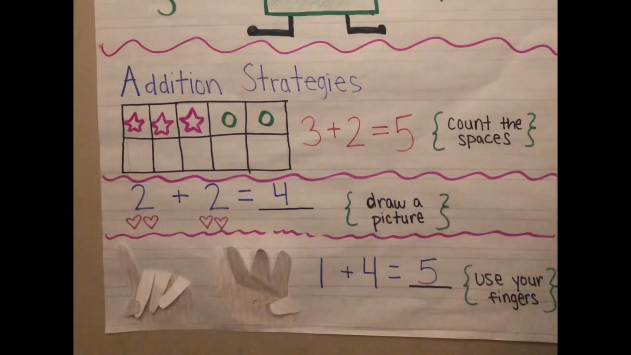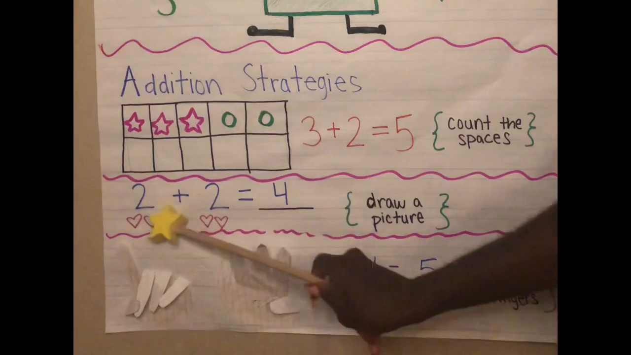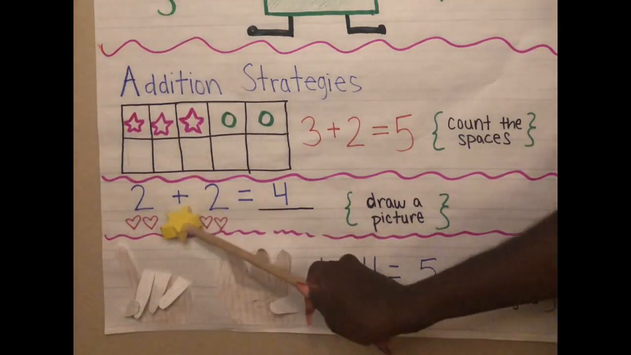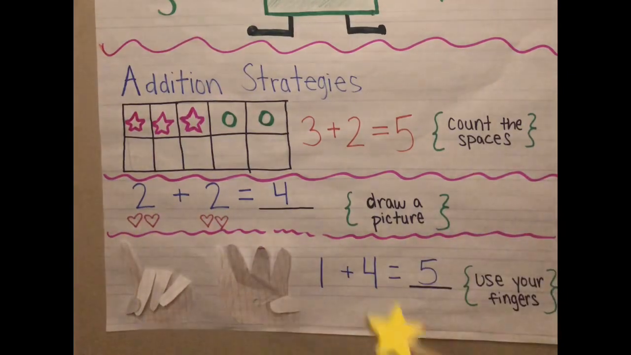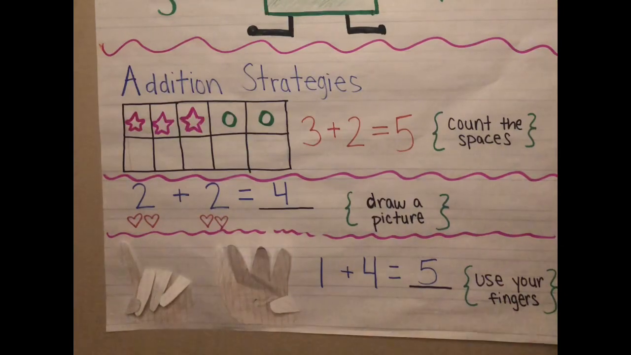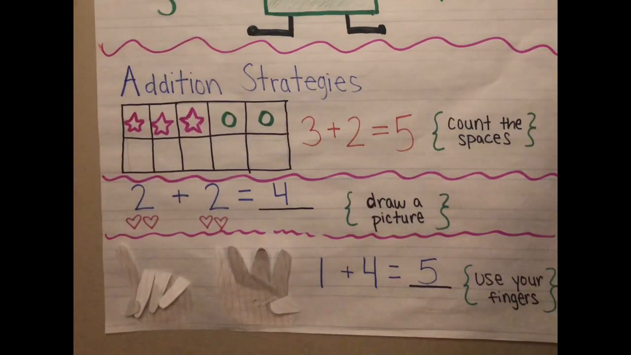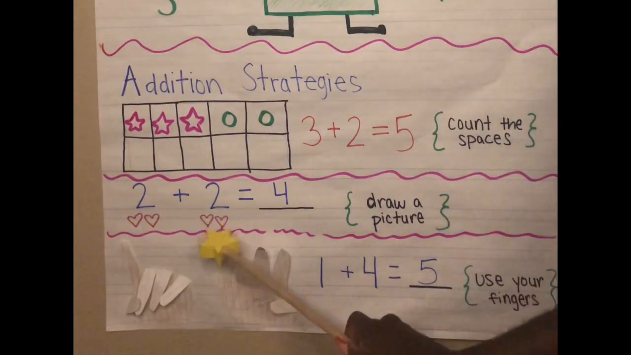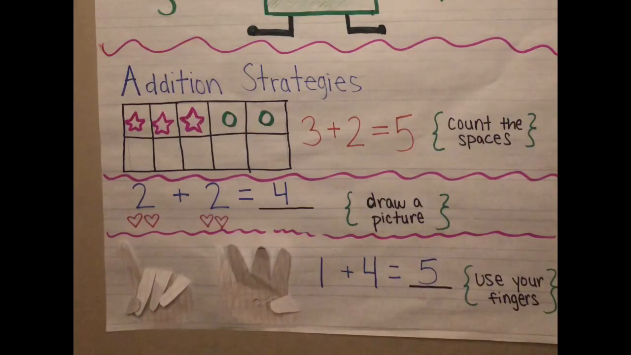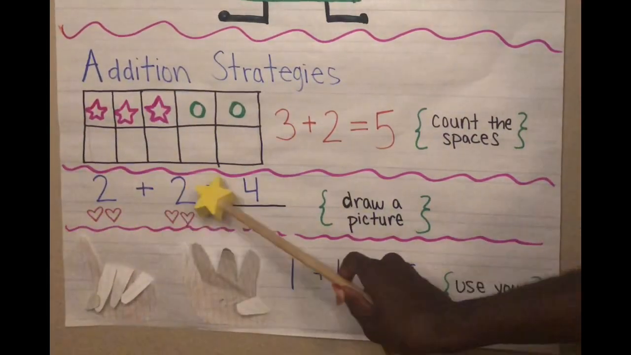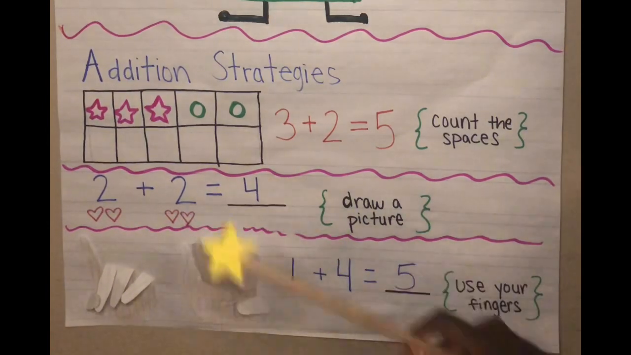Another strategy is drawing a picture. So we have 2 plus 2. And then we drew 2 hearts under that 2, then 2 hearts under this 2. So if we count the hearts, how many will we have in all? Let's count. 1, 2, 3, 4. So therefore, 2 plus 2 equals 4.